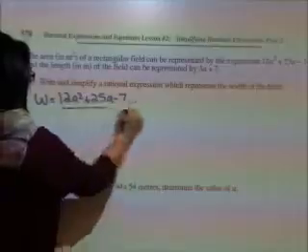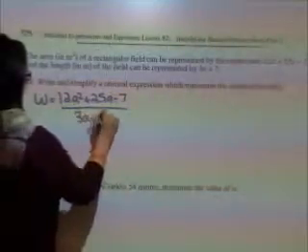The area of a rectangular field can be expressed or represented by the expression 12a squared plus 25a minus 7. And the length of the field can be represented by the expression 3a plus 7. Write and simplify a rational expression which represents the width of the field. If I have area and length, how do I find width? Divide the area by length. So width would equal 12a squared plus 25a minus 7 over 3a plus 7.